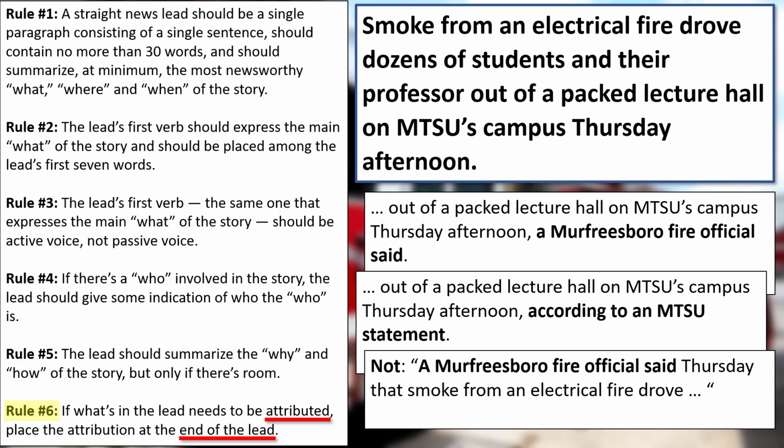If you put the attribution at the end of the lead, though, what it does is it leaves room at the front of the lead for the information that is really unique and interesting and newsworthy about this particular story. So notice, too, that if you start with the attribution, most of the time you're going to violate rule number 2, the one that says that the subject-verb combination that expresses the main what of the story needs to appear in the first 7 words of the lead. Well, the main what of the story is not a Murfreesboro fire official said. I mean, said is a verb, and it's got a subject, official. It's even active voice, but it's just not the most interesting thing about the story. So shove that attribution to the end of the lead and start with what the news is.